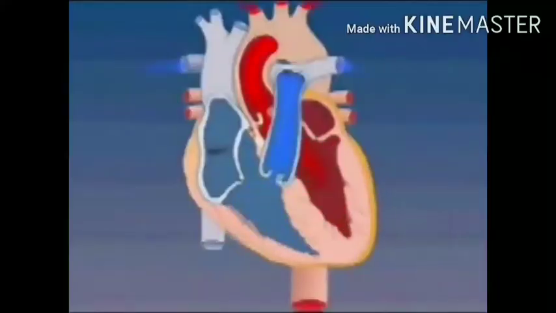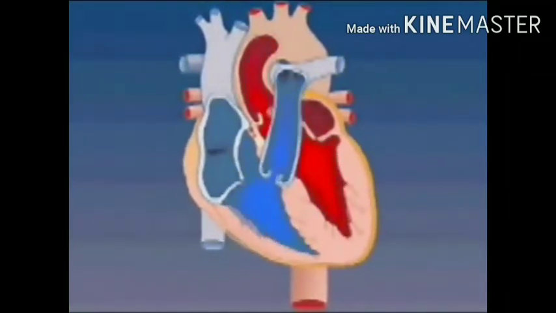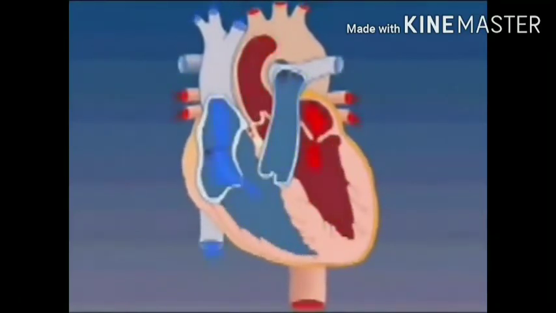Okay. 4 separate chambers. Blue or low oxygen blood returns from the body and is pumped out to the lungs to receive oxygen. Red or oxygenated blood returns from the lungs and is pumped out to the body to supply the tissues.